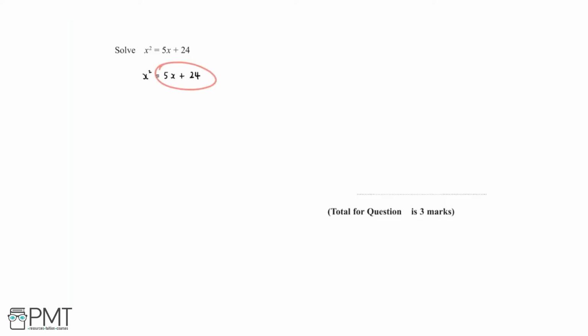And so to move 5x plus 24 over to the left hand side, we have to take away 5x and then take away 24. And so we can say that x squared minus 5x minus 24 is equal to 0. Now to solve this, we need to find the 2 solutions for x.